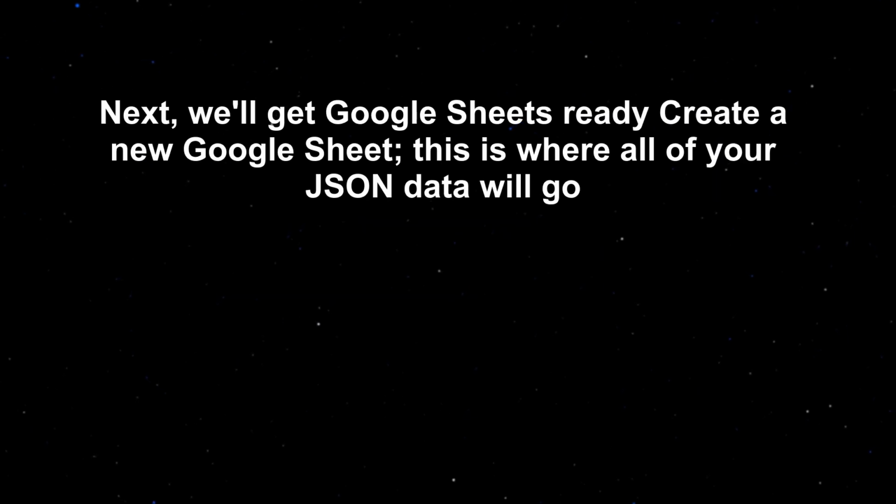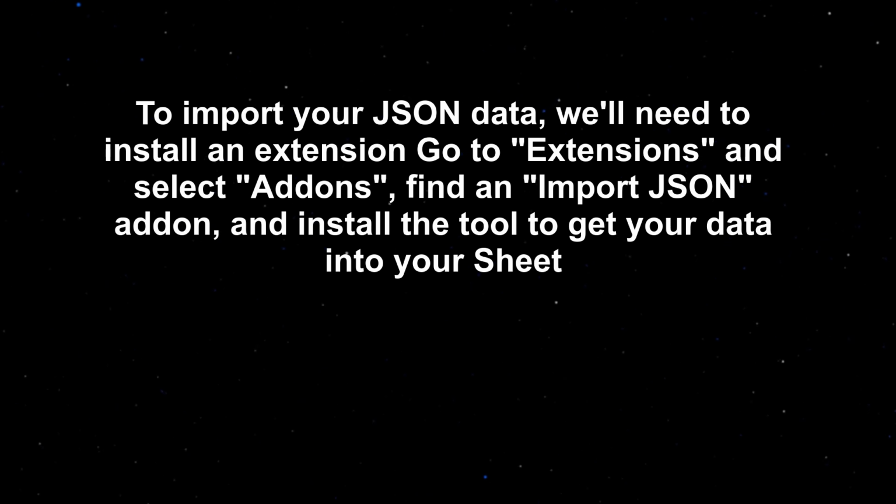Next, we'll get Google Sheets ready. Create a new Google Sheet. This is where all of your JSON data will go. To import your JSON data, we'll need to install an extension. Go to Extensions and select Add-ons. Find an Import JSON add-on and install the tool to get your data into your sheet.